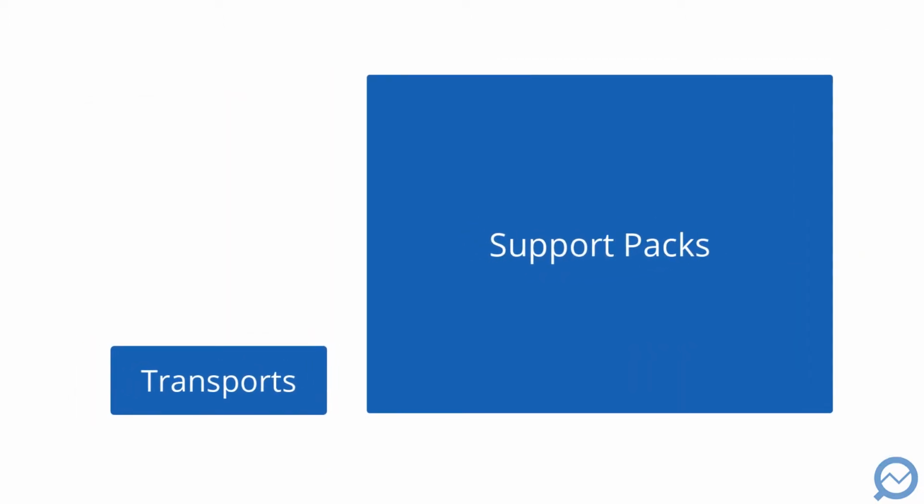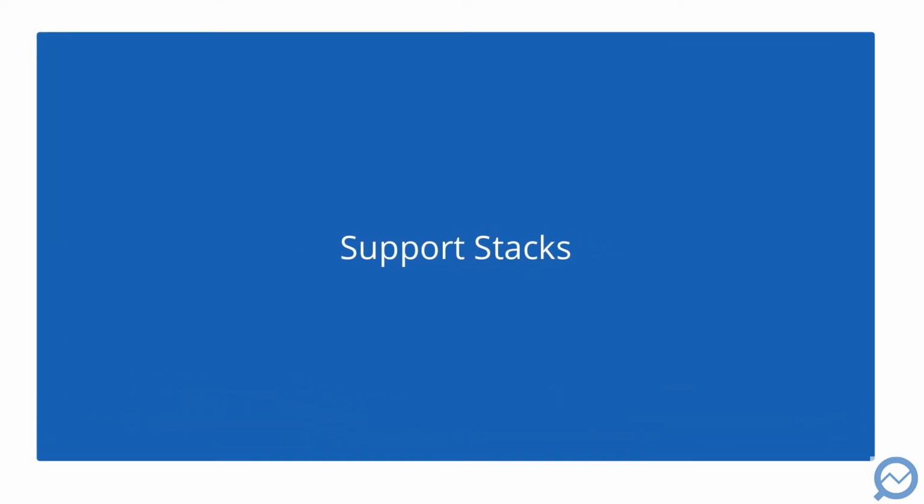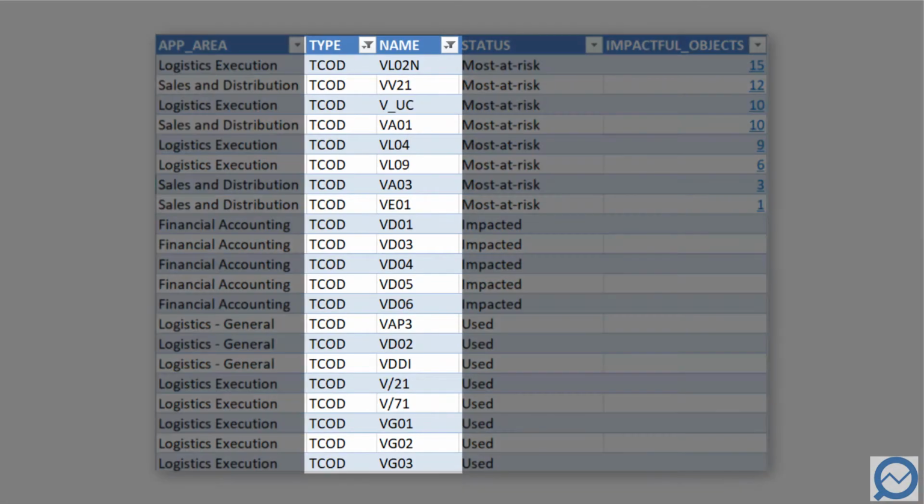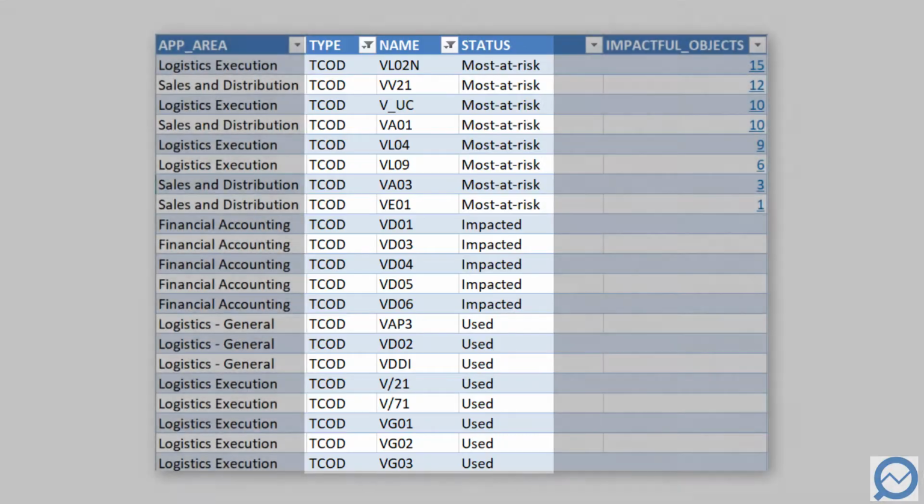Applying support packs is a large change event that demands a different kind of layout on the home sheet results. Support stacks can contain over 1 million changed objects, and instead of listing all of them, Smart Impact pivots the data and lists all of your used SAP application capabilities, prioritizing them by the most at risk.